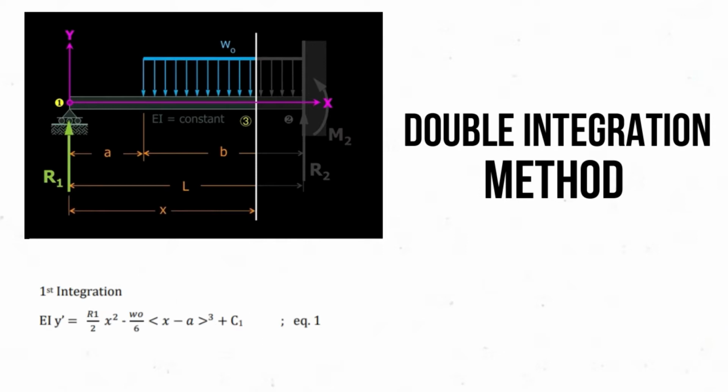The first integration will have EI y prime equals R1x squared over 2 minus WO over 6 multiplied by (x minus a) cubed plus constant C1. Remember the power formula. This is the slope equation, and we can call this equation 1. In the second integration, EI y equals R1 over 6 times x cubed minus WO over 24 multiplied by (x minus a) to the fourth plus C1 times x plus another constant C2. We can call this equation 2.